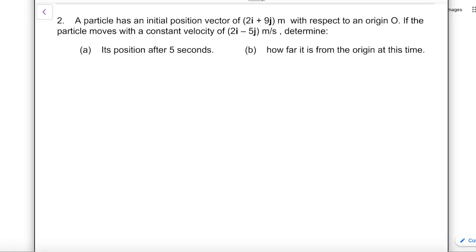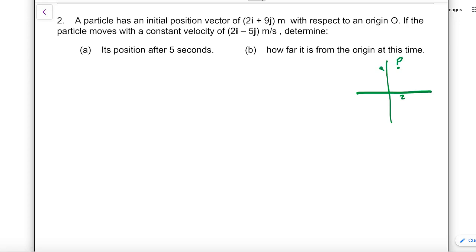Let's have a look at question 2. A particle has an initial position vector of 2i plus 9j meters with respect to an origin. If the particle moves with a constant velocity of 2i minus 5j meters per second, determine its position after 5 seconds and how far it's from the origin at this time. Our first thing is that we need to draw a diagram to show where this initial particle is positioned, and that's at 2, 9. I'm going to call it P.